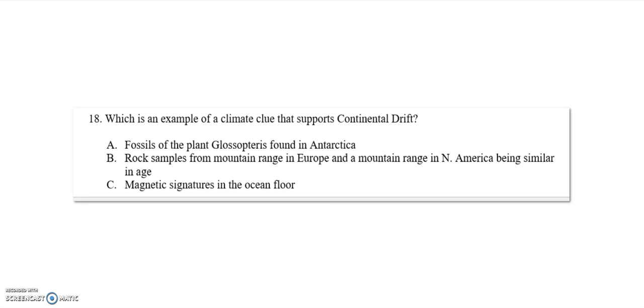18. Which is an example of a climate clue that supports continental drift? Is it A, fossils of the plant Glossopteris found in Antarctica, B, rock samples from a mountain range in Europe and a mountain range in North America being similar in age, or C, magnetic signatures in the ocean floor? Again, this is an example of a climate clue. Keyword there is climate clue that supports continental drift.